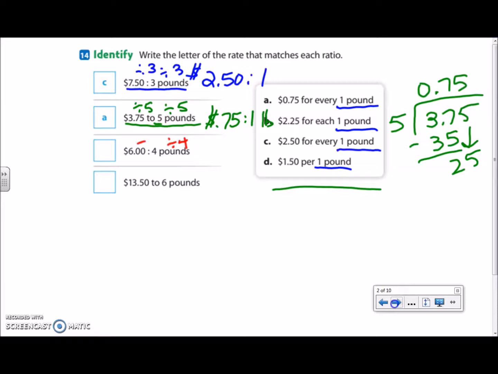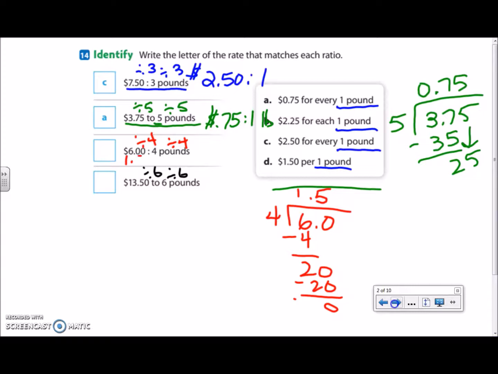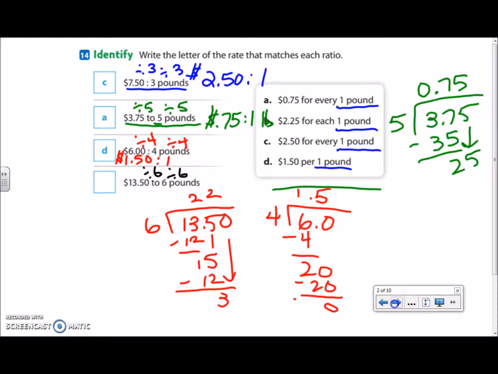And we're going to do this process for each of these, find the unit rate. So I'm going to divide this one by 4. And I will divide the next one by 6 to find out per 1. So when I divide 6 by 4, looks to me like I get 1.5. So, or we would call that $1.50 to 1. And that would be choice D. And then finally 1350 divided by 6 is $2.25 per 1 pound. And that was the only choice left, which was choice B.